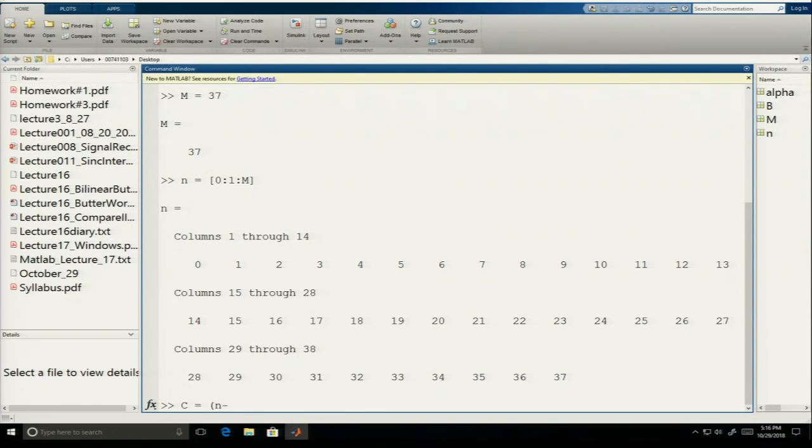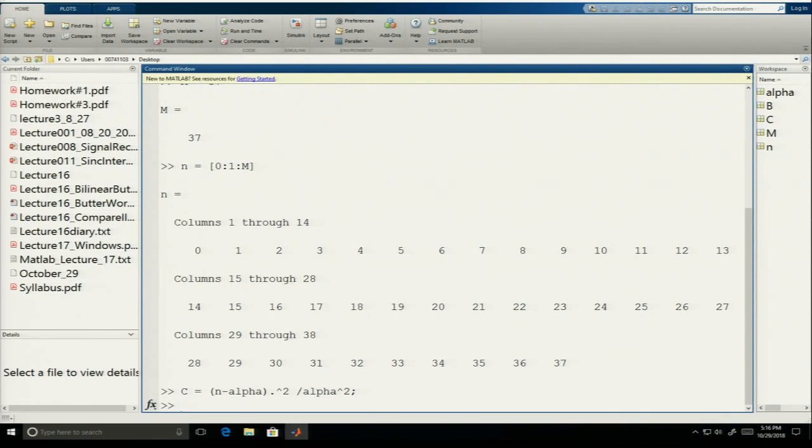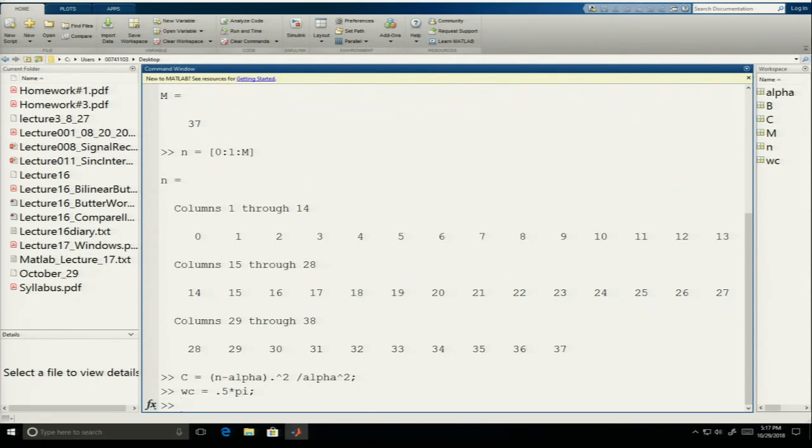What else do we need for all this? We need c, right? So c is n minus alpha, this whole thing squared, but it had a denominator that was also squared, so that's another alpha squared. So now we know omega c was 0.5 times pi. All right, so we've got most of our equipment here. Let's go ahead and form each part individually, so if you were doing this at home and trying to make sure you didn't make a mistake, you could troubleshoot it with ease.